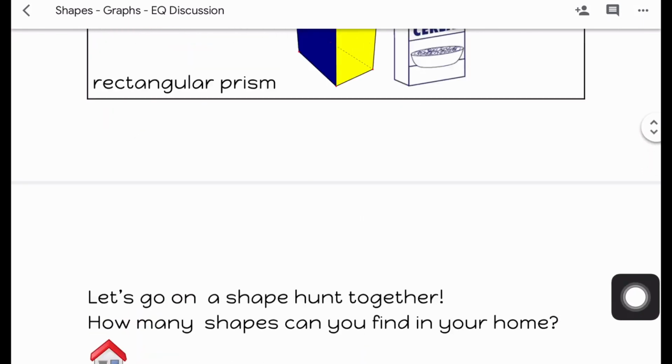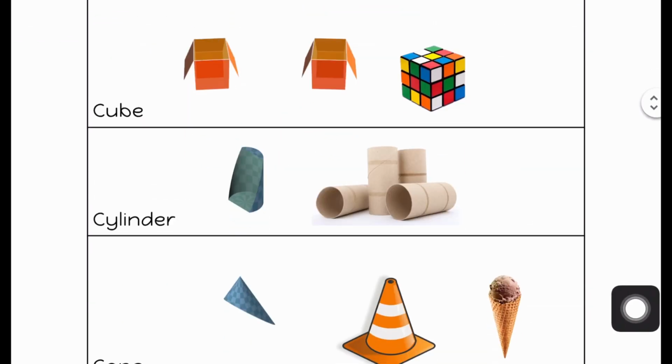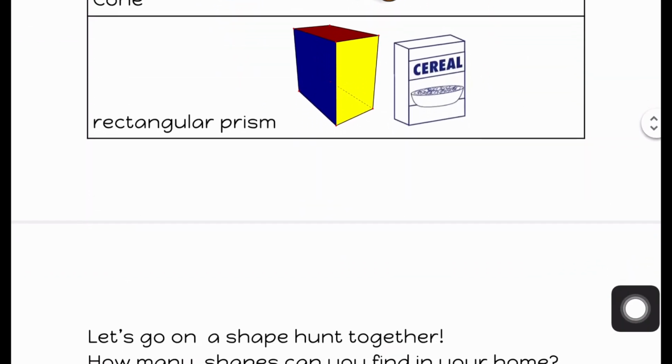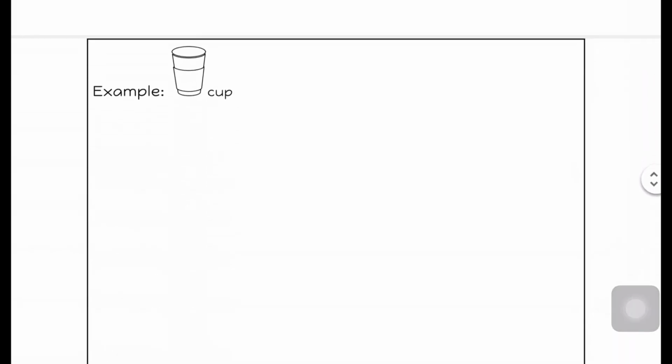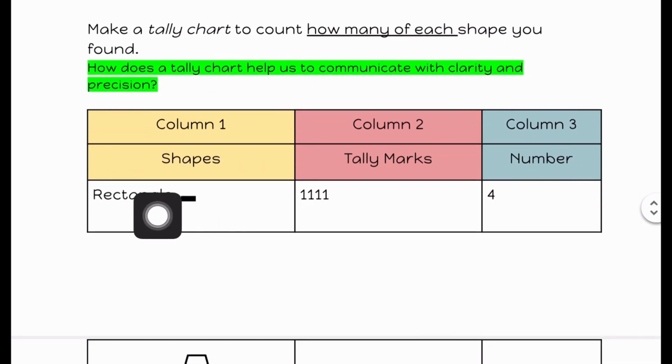And you can check this out. These are the shapes that we have, okay? Cylinder, cone, rectangle, prism. And then you go and hunt at home and check the shapes that you can see at home. Now, you're going to make a tally mark. How many rectangles have you seen in your home? Example, you've seen 4, then put 4 ticks, 1, 2, 3, 4, and then the number 4.